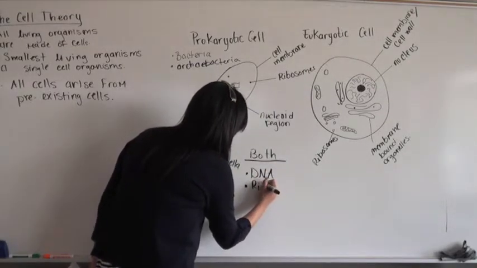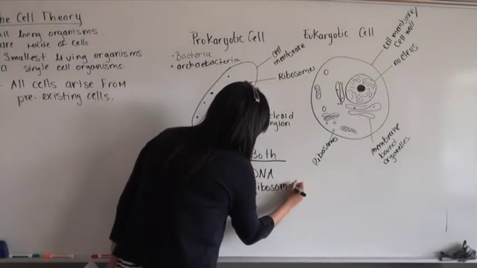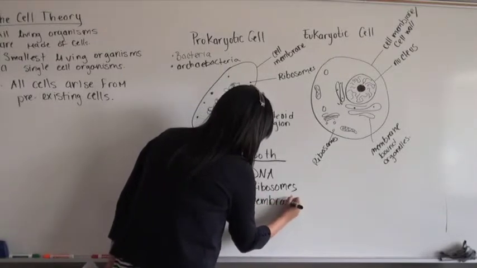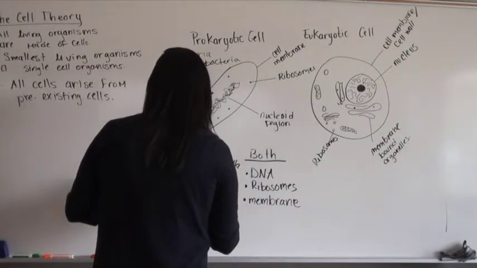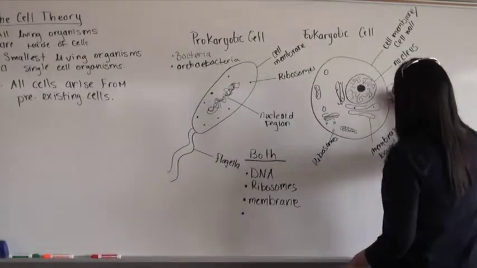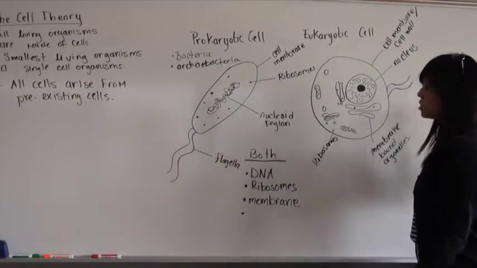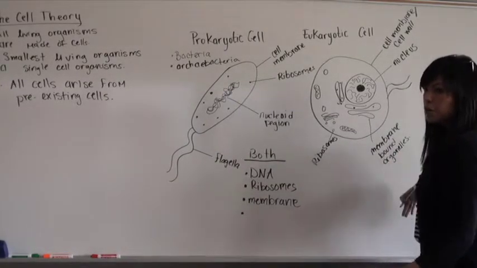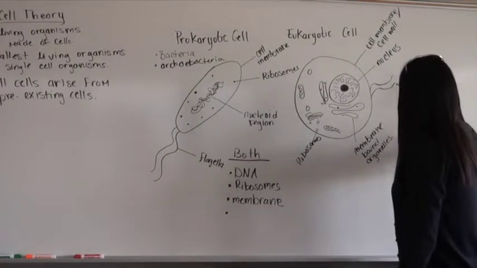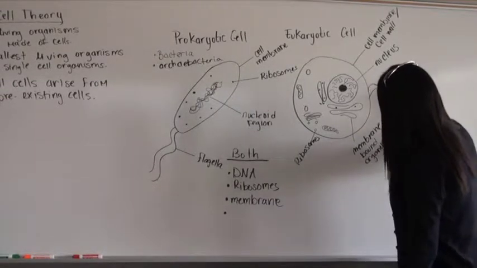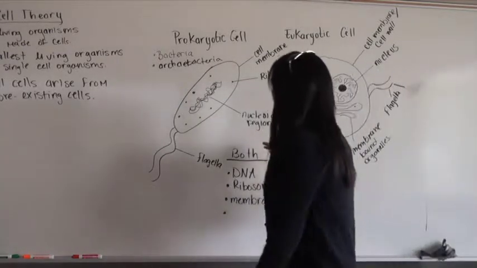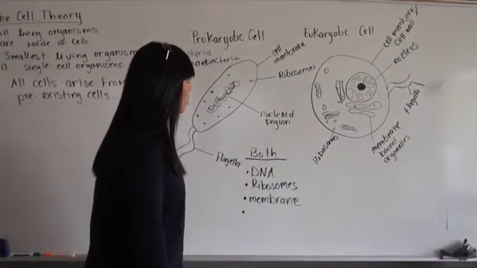They both have ribosomes. And they both have a membrane. They also might have, oh, I didn't label that here, this is flagella as well. And flagella is just the movement of the cell. They use this to motor themselves into different areas and stuff. So let me label that. Oh, you can't see it right there. So flagella as well. So that's the main difference between them.